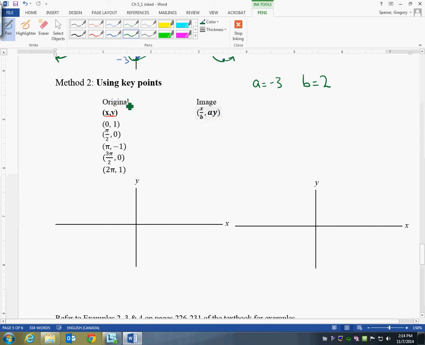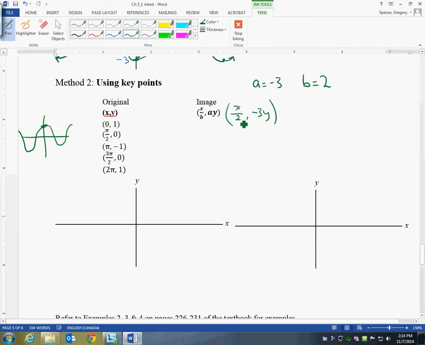So if this was our original, and just a reminder, what does the original look like? The original looks kind of like this, right? Because it starts from 1, goes like that, and then we're going to be creating an image. Yes, it does continue like that. We're going to create an image over here. So each of the x values gets divided by b. So here we're actually going to say whatever your x is going to get divided by 2, and your y values are going to get multiplied by -3.